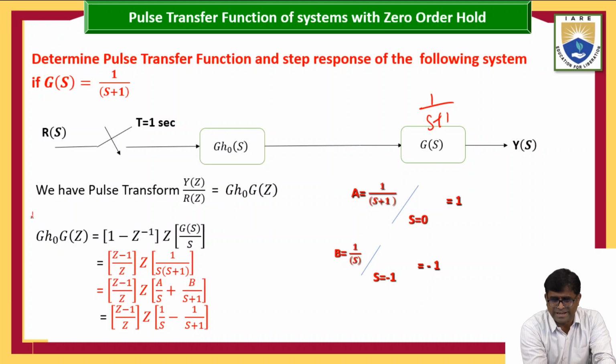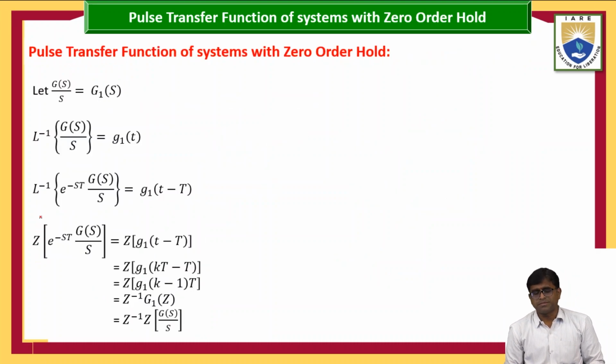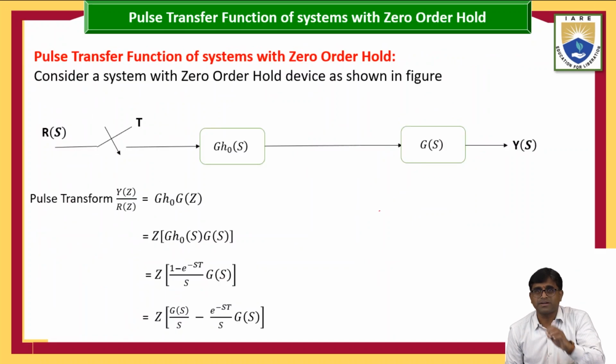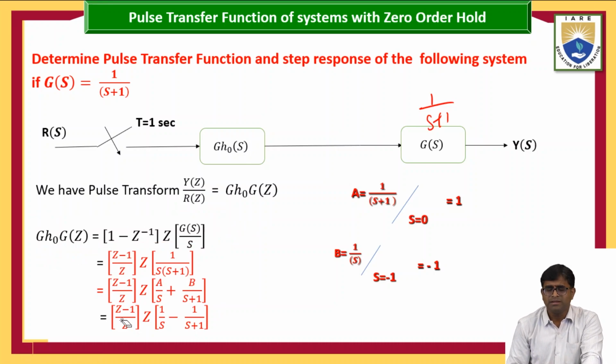When problems come like this, you have to compulsorily remember the first three-part concept formula, where G of S is given as 1 by S. Substitute this one. In the inner function, I want to find the Z transform of 1 by S into (S plus 1).